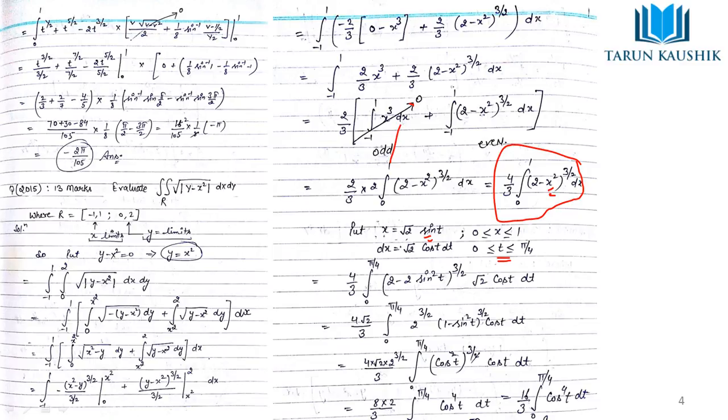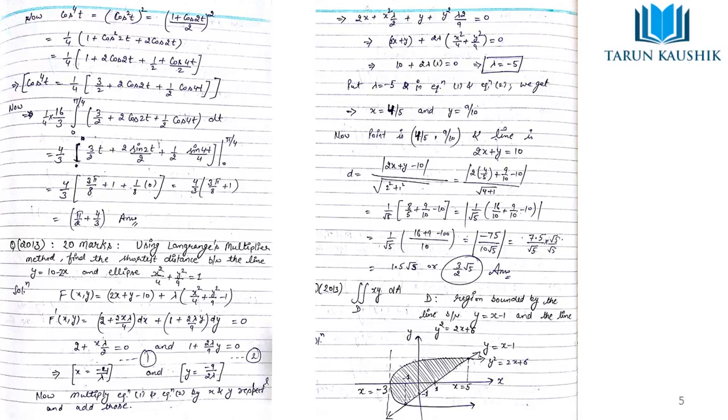We have to change the limits also. Please do not forget to change the limits in the form of t. Okay, after that you can see the procedure. Pause the video, you can check it out. This is a simple procedure, simple integration, simple calculation. After solving this, you will get your answer.